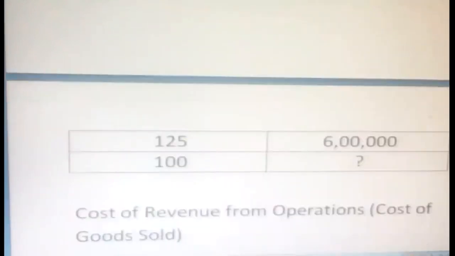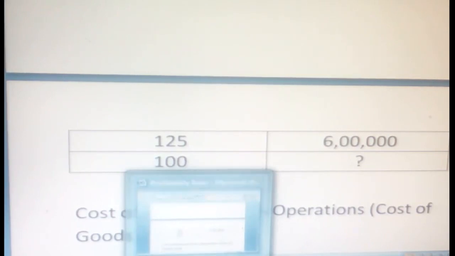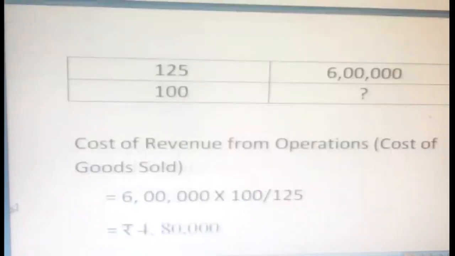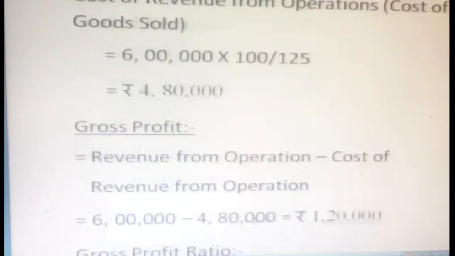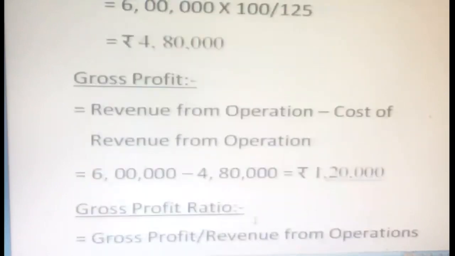So when you substitute this, they have given revenue from operations 6 lakhs. If 125 is 6 lakh, what is our 100? If you write like this, you can easily understand the information. Cost of revenue from operations, nothing but the cost of goods sold, is 6 lakhs into 100 divided by 125, by cross multiplication. So we get 4 lakh 80,000. That is our cost of revenue from operations. Now what is our gross profit? We substitute revenue from operations minus cost of revenue from operations: 6 lakhs minus 4 lakh 80,000, so you get 1 lakh 20,000.